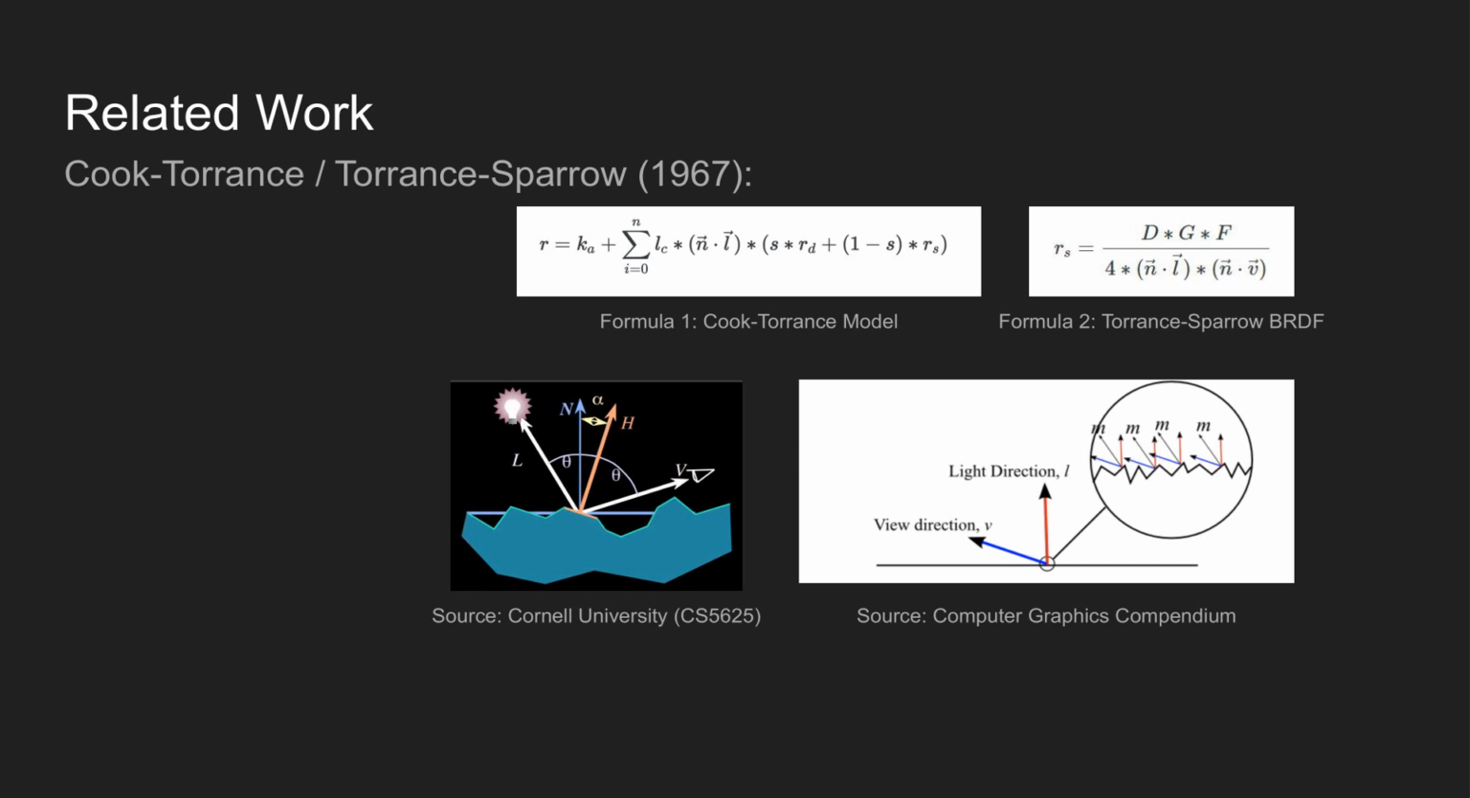In 1967, Torrance and Sparrow introduced an early microfacet model to be used for metallic surfaces. Torrance-Sparrow is a microfacet model. That means that it treats surfaces as a collection of minuscule faces that each can have different surface normals. These microfacets can be thought of as an approximation of the surface at microscopic level.